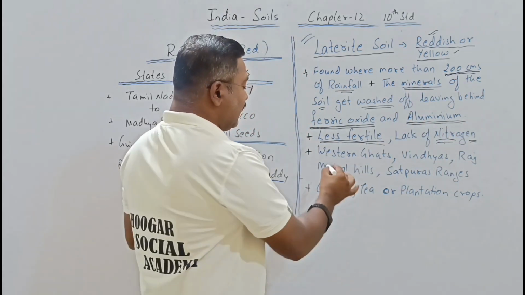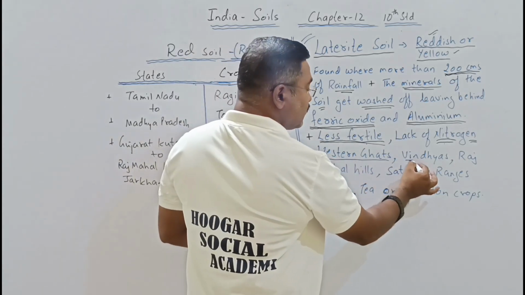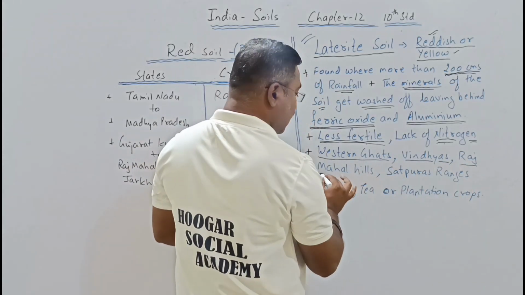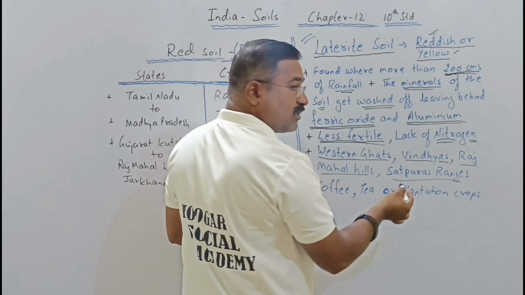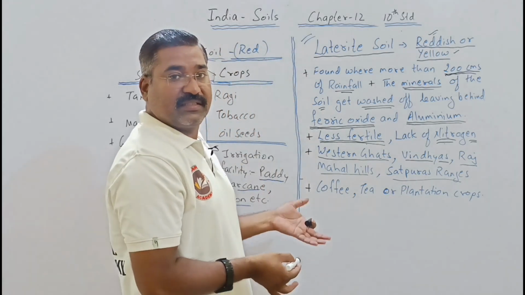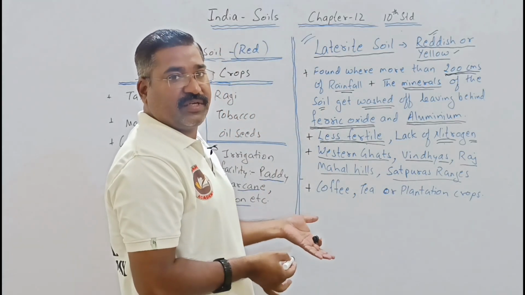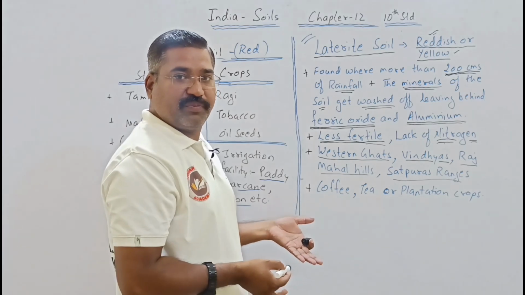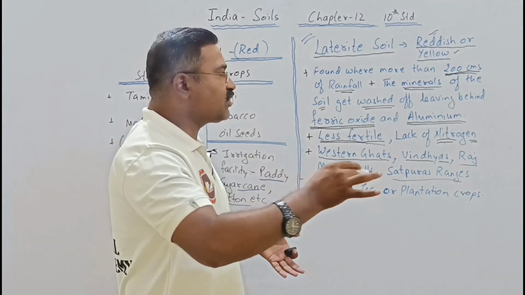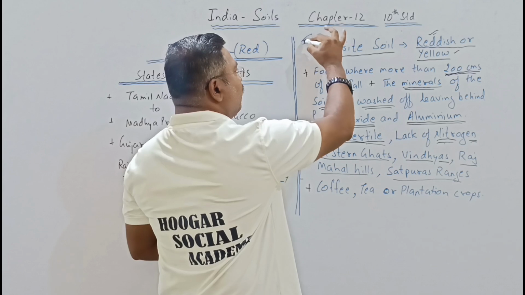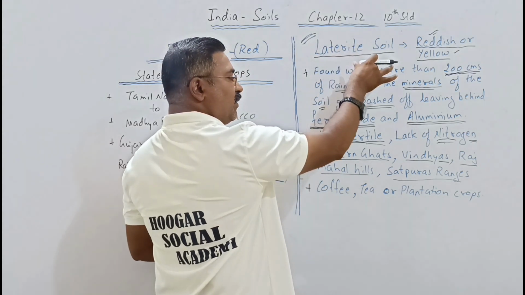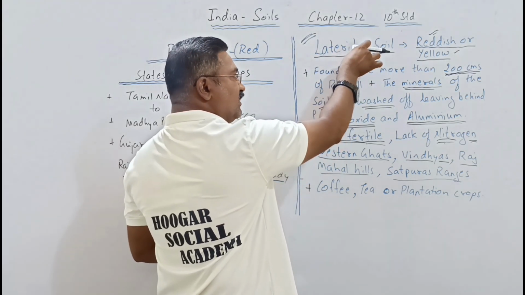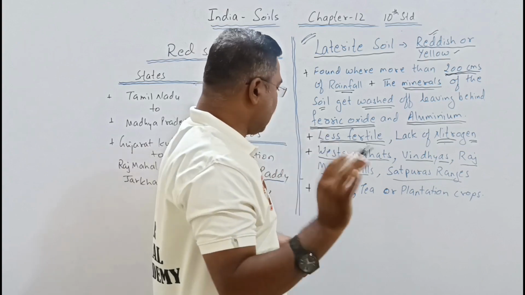Where are we getting it? Here he is saying Western Ghats, Vindhyas, Rajmahal Hills, Satpura, these are all mountainous areas. So definitely when there is heavy rainfall, the soil available here will be totally washed away. Our laterite soil faces this problem regularly. This is the reason this soil is not too fertile.